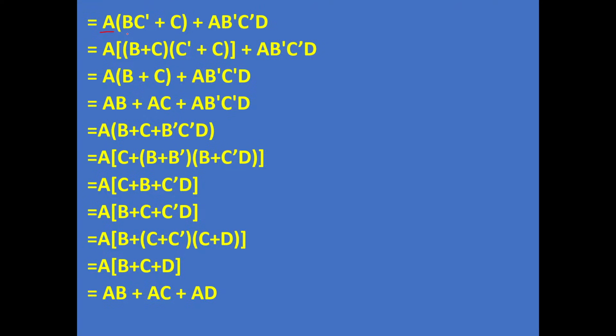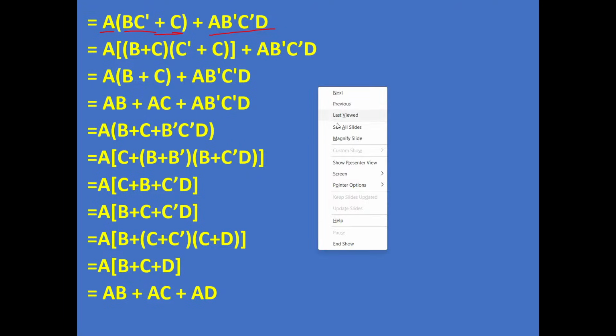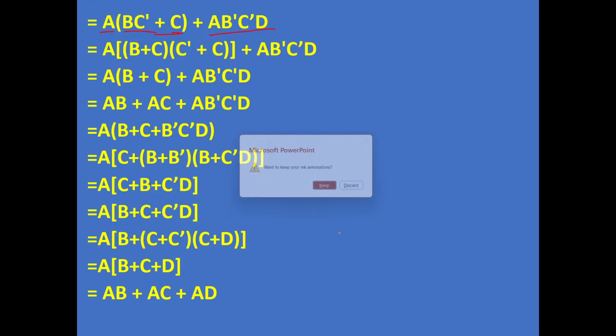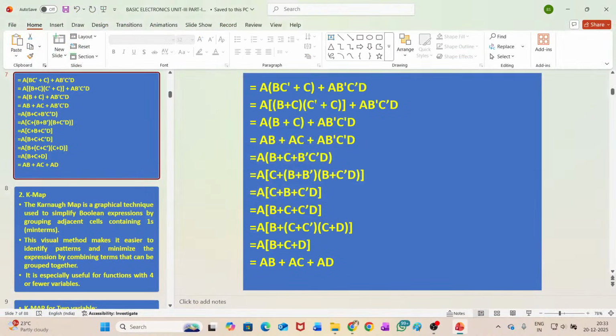If I take A common from those two terms, what do I get? A into B C bar plus C. This is what I will get, plus the leftover term, which is A B bar C bar D. Now this B C bar plus C is there.